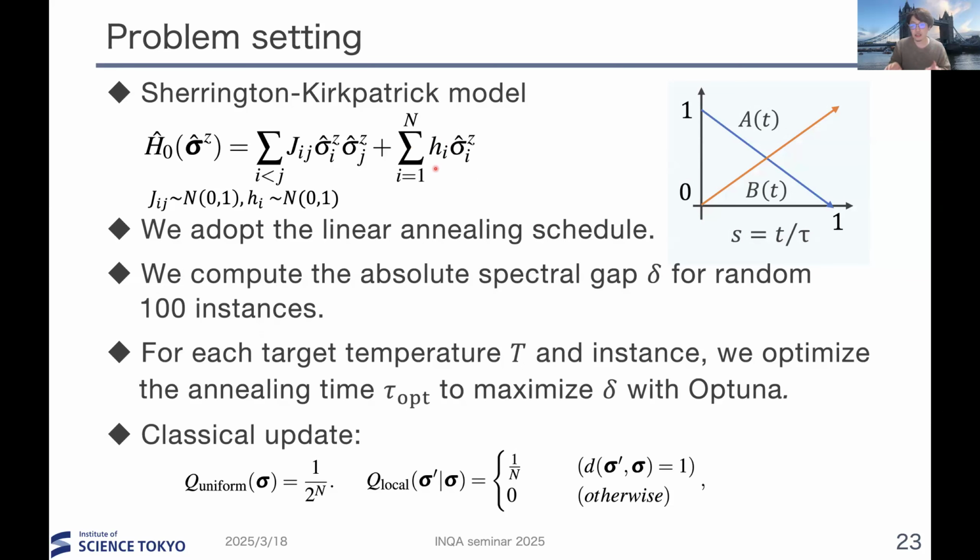So this is the problem setting. In this study we consider the Sherrington-Kirkpatrick model like this, and the J_ij and the h_i are sampled from the standard Gaussian, and we adopt the linear annealing schedule like this, with the quantum part decreasing linearly. We also compute the absolute spectral gap delta for random 100 instances. For each instance and each target temperature, we optimize the annealing time tau to maximize the absolute spectral gap with Optuna. Optuna is a hyperparameter tuning solver with Bayesian optimization. For the classical update, the uniform update is represented like this, and the local update is also represented like this. And we consider the one spin flip like this.